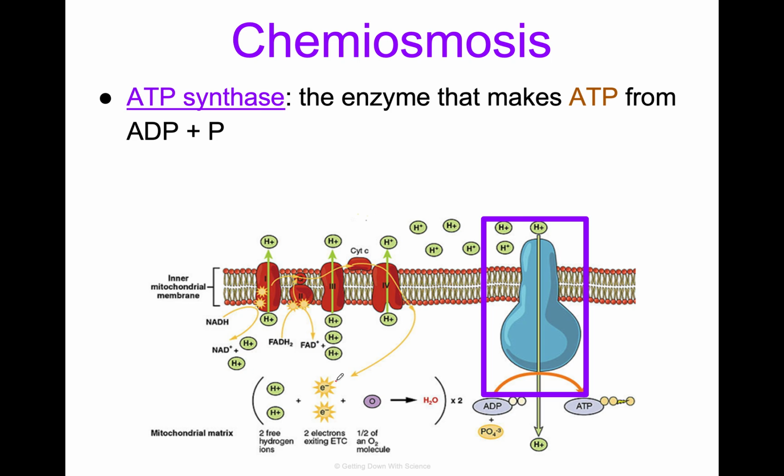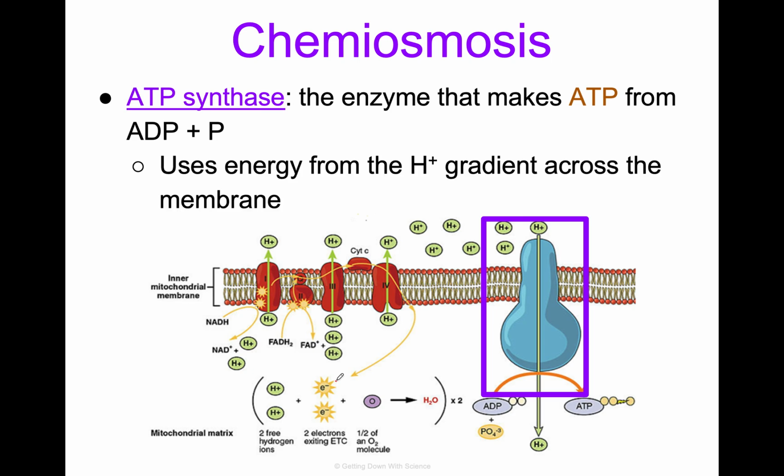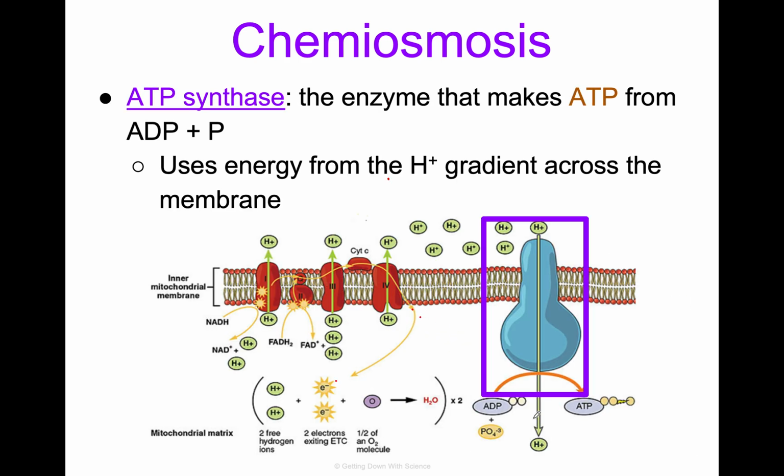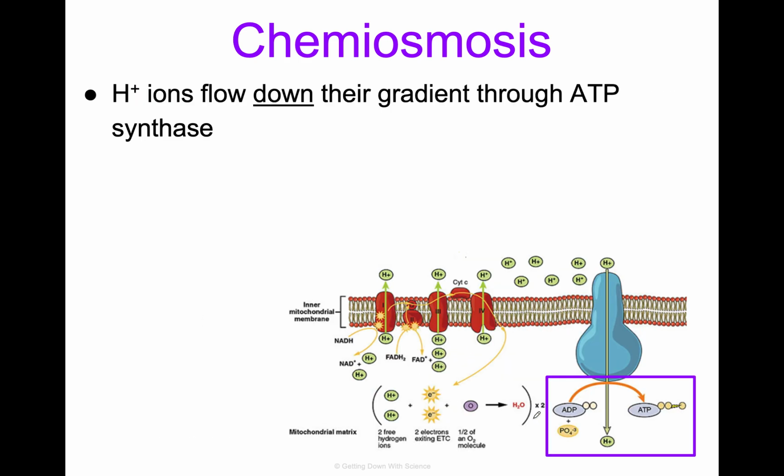It's the enzyme that makes ATP from ADP and inorganic phosphate, and it uses the energy from that hydrogen gradient across that membrane, with high concentration over here and low concentration over there, to drive this chemical process. So hydrogen ions flow down their gradient, as I mentioned, through ATP synthase.